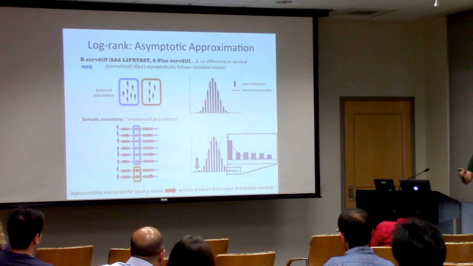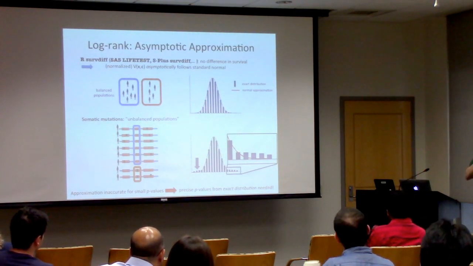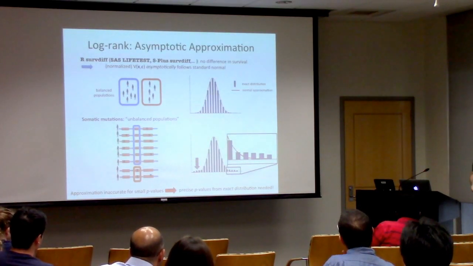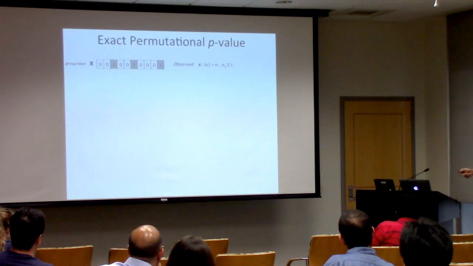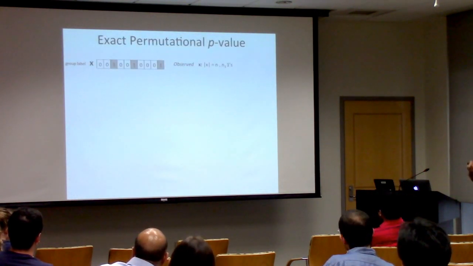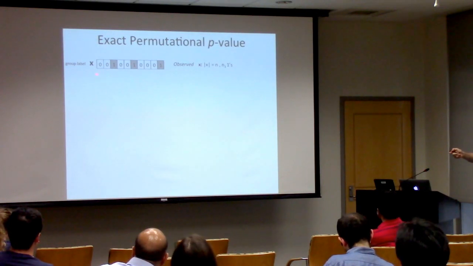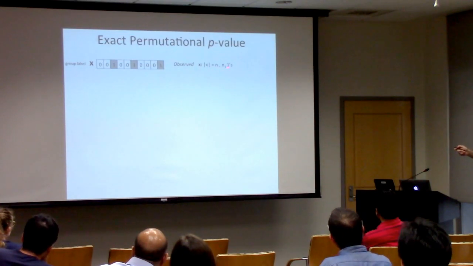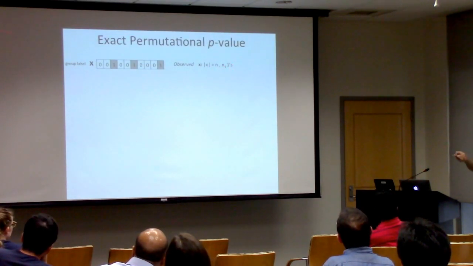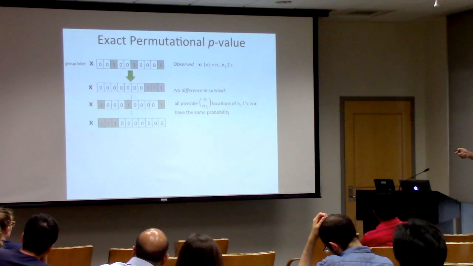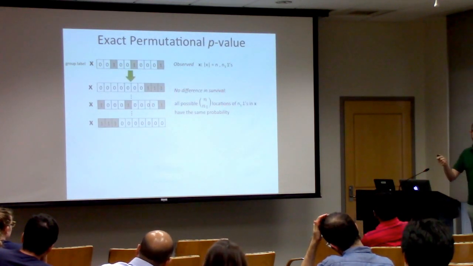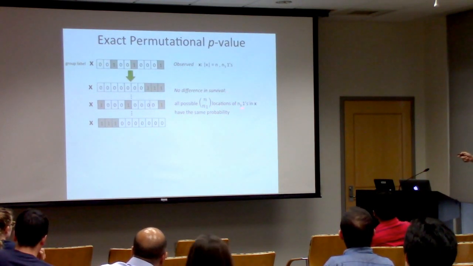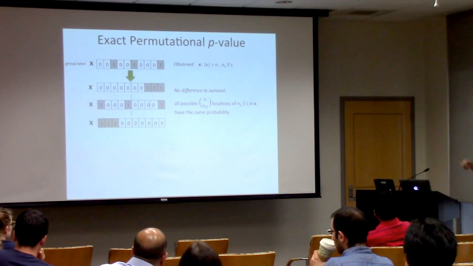And so now I'm going to tell you what this exact distribution is, just to give you an idea of what the computational problem is that we need to solve. And then I'm going to tell you a few things about the algorithm. Okay, so what's this exact distribution? So let's say we have our group labels, X, and in general it is a vector of n entries, and n1 of them are ones. So these are the mutations. And under the null hypothesis, or the null distribution of no difference in survival, all possible n choose n1 locations of the n1 ones in the vector have the same probability. Okay?